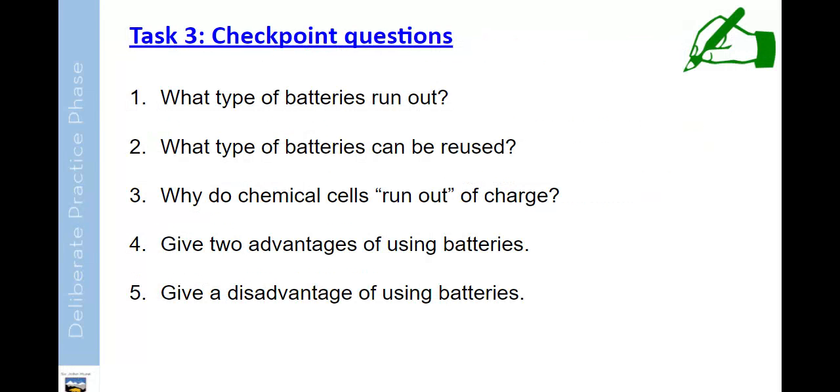So task 3 are your checkpoint questions again, just to check your understanding of rechargeable and non-rechargeable batteries. Pause the video, go and complete it, come back once you're done.